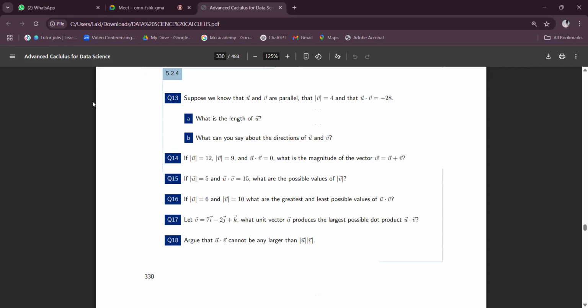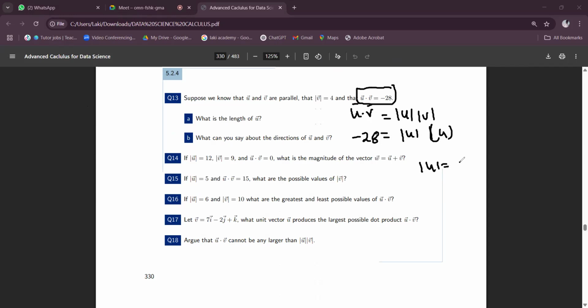See question number 13. Suppose u and v are parallel. Parallel means their cosine is one, so the dot product is equal to the product of their magnitudes. So u dot v is minus 28, which is given. The magnitude of vector u is unknown, and the magnitude of vector v is 4. So the magnitude of vector u will be minus 7.